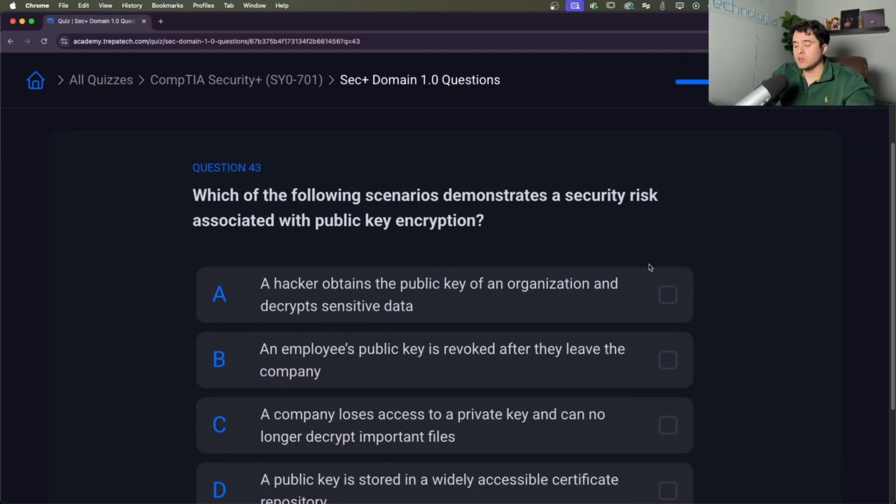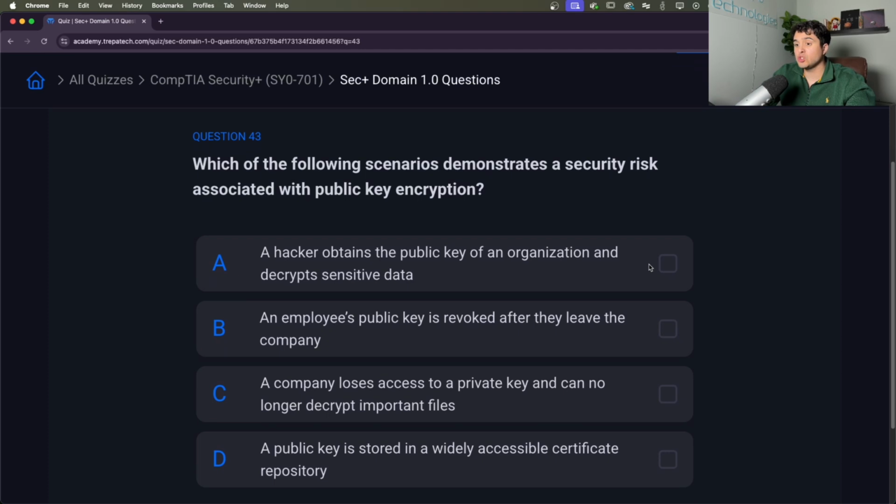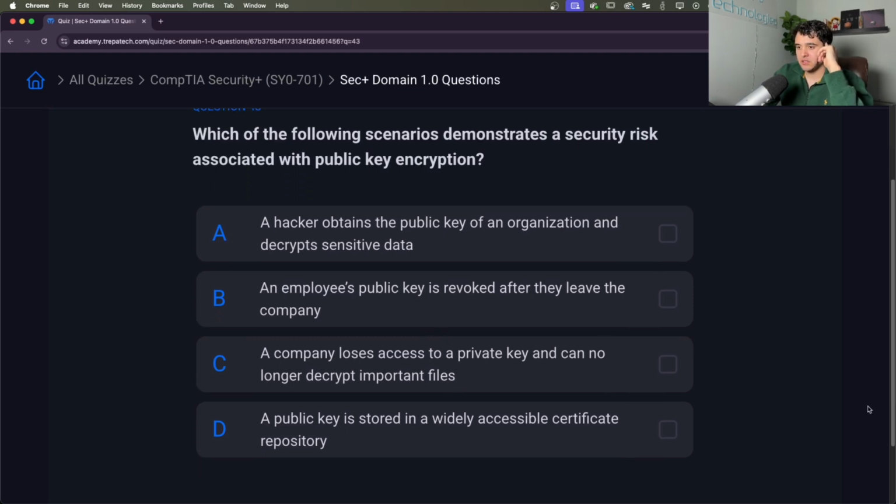Question 43. Which of the following scenarios demonstrates a security risk associated with public key encryption? So, what's a security risk with public key encryption? Remember, in public key infrastructure, in asymmetric encryption the public key encrypts, and then the private key will decrypt. If it's revoked, that's not a security risk. If a hacker obtains it, well, I could obtain someone's public key, that's the whole point. And D, a public key is stored in a widely accessible certificate repository. Yes, that's the whole point.